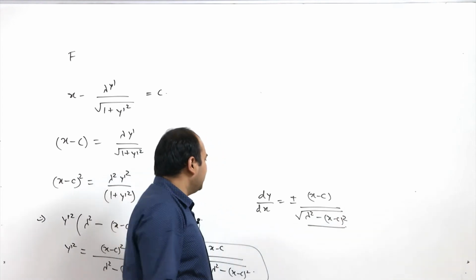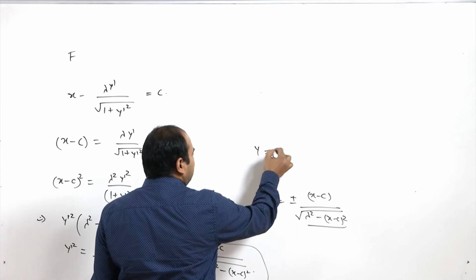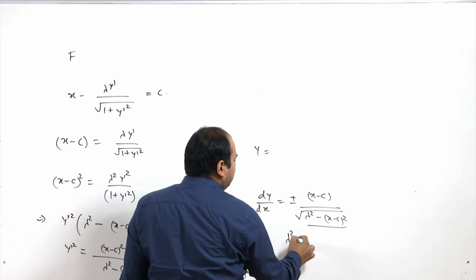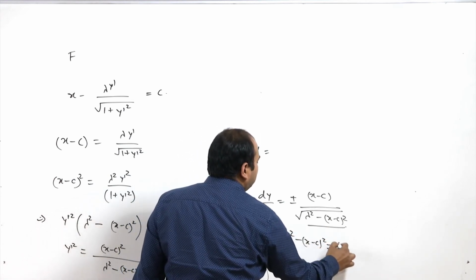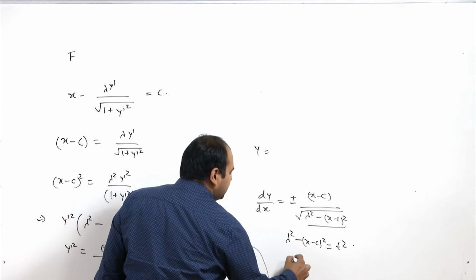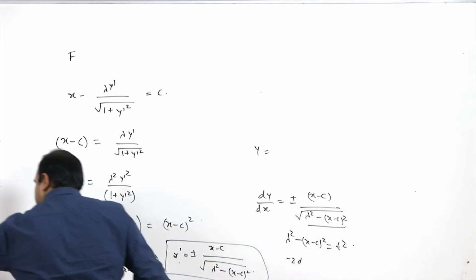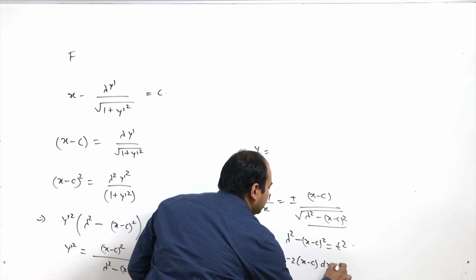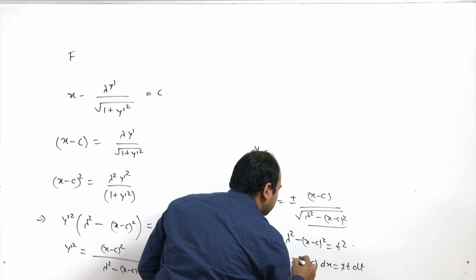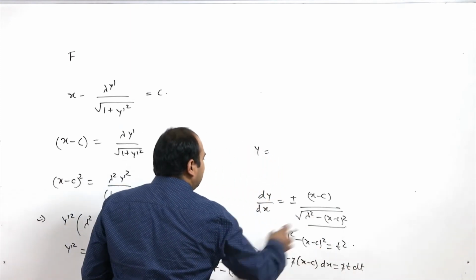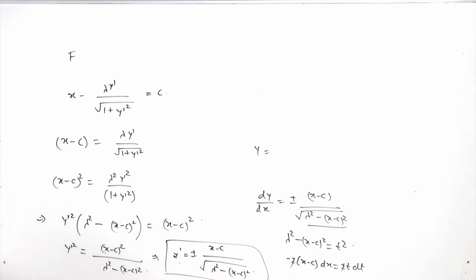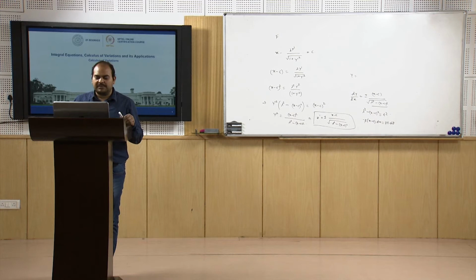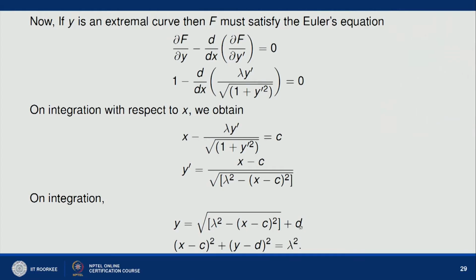you can simplify and you can get y equal to, you simply integrate with respect to, let us say, assume that lambda square minus (x minus c) whole square equal to t square, and you can get minus 2(x minus c) dx equal to 2t dt. So these two will cancel out, and you can integrate. Is it okay? So here your integration is coming out to be y equal to under root lambda square minus (x minus c) whole square plus d.